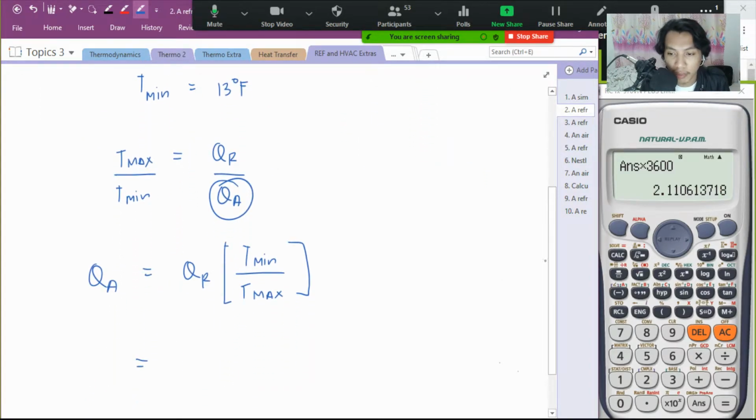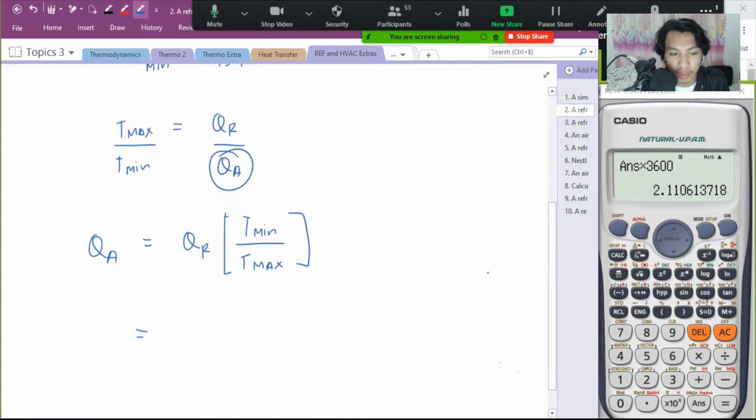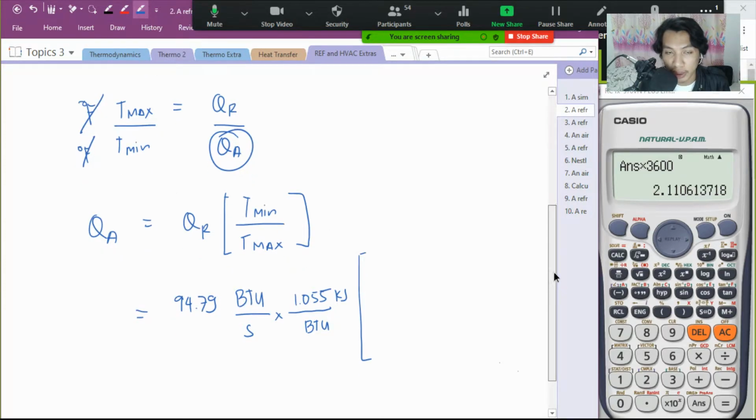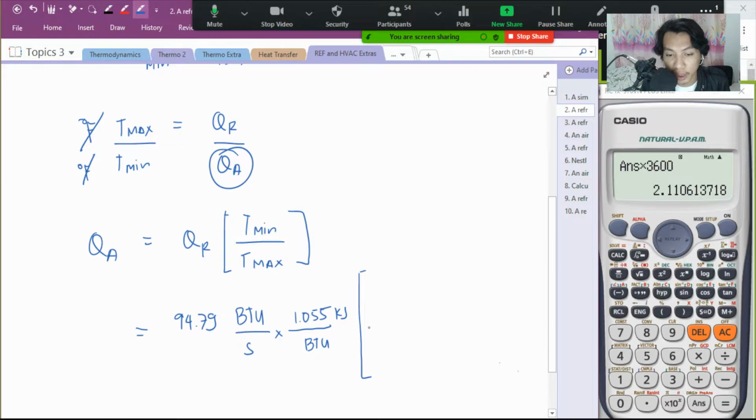So, ang value niya is 94.79 BTU in every second. Multiply natin ilang BTU per kilojoule. So, 1.055 kilojoule in every BTU. Oh, di ba ang kilojoule per second is kilowatt? Oh, sapat na yan. That will suffice. Since pareho lang naman yung magiging degrees Fahrenheit dito, degrees Fahrenheit din dito, might as well wag na nating isama yung kanilang mga units. Pero kailangan i-absolute pa rin natin sila.